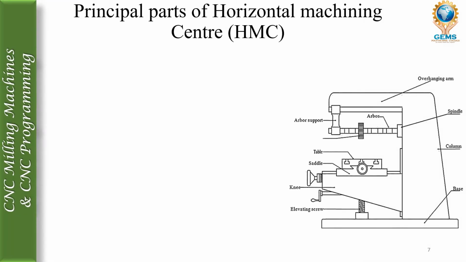Now we come to the principal parts of the horizontal machining center. Now we are looking at the CNC horizontal milling machine, the computer numerical control horizontal milling machine center. Horizontal machining center means everything will be under automatic control.